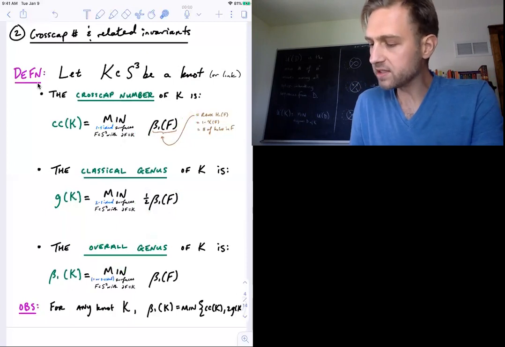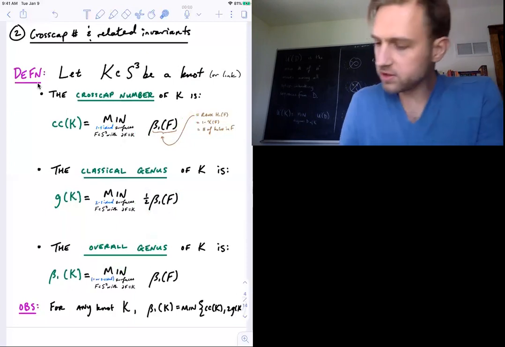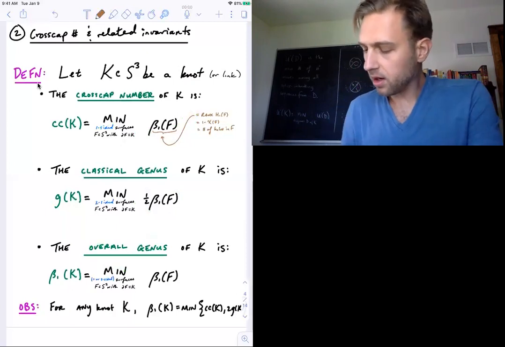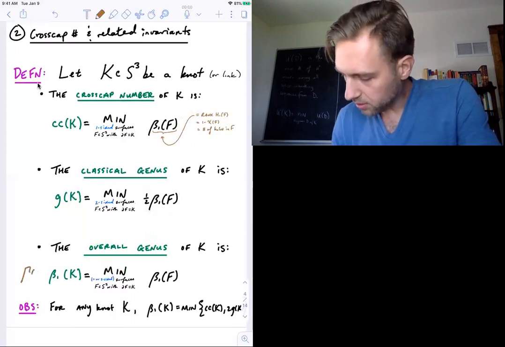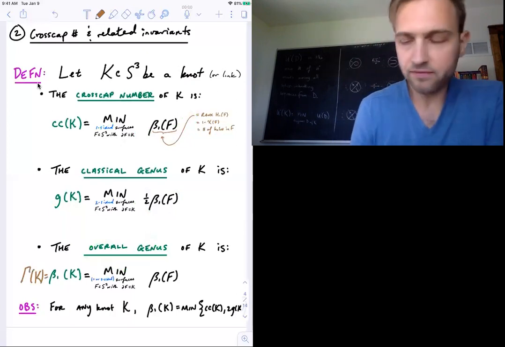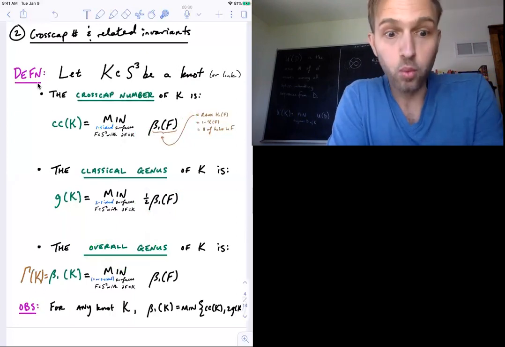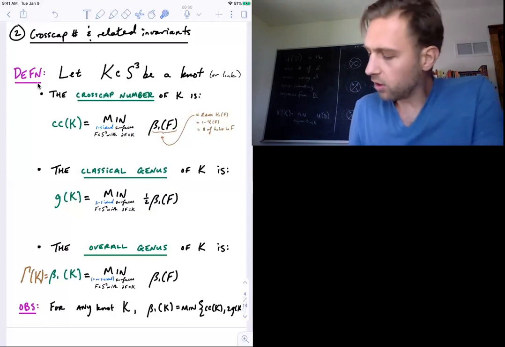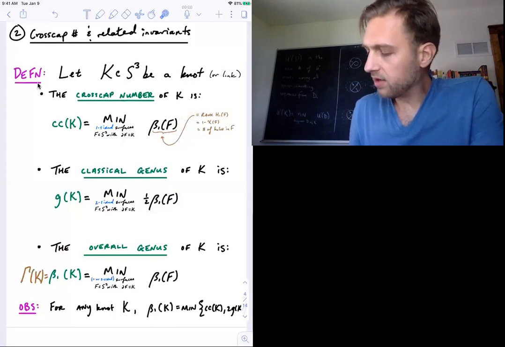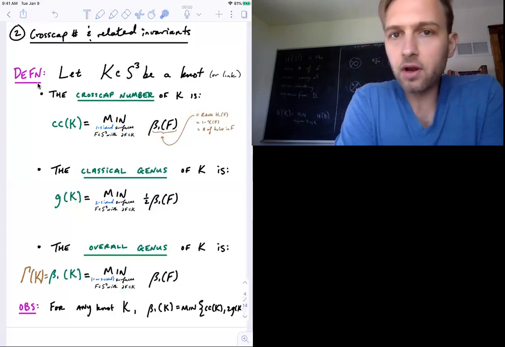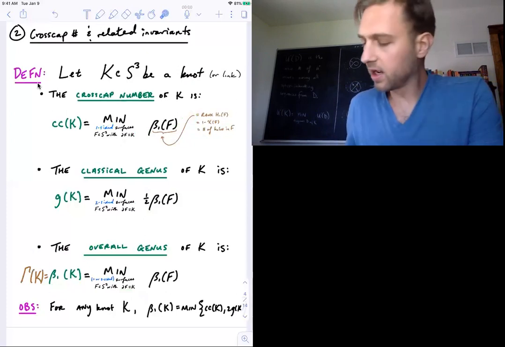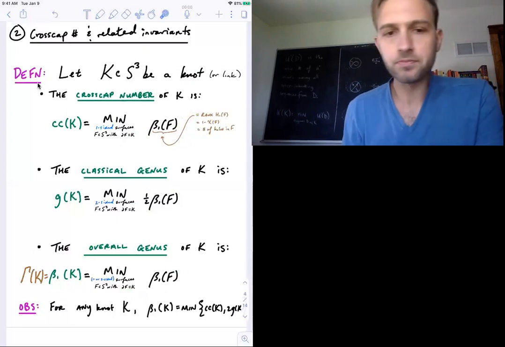The overall genus, which is sometimes denoted with a gamma, I've denoted it beta 1 of k, which of course is an abusive notation because strictly speaking that is 1. So this overall genus of the knot is: you take the simplest surface, don't care whether it's one-sided or two-sided, and look at its first Betti number.